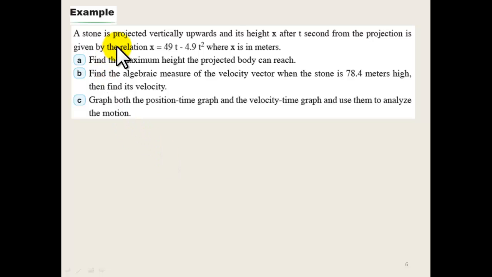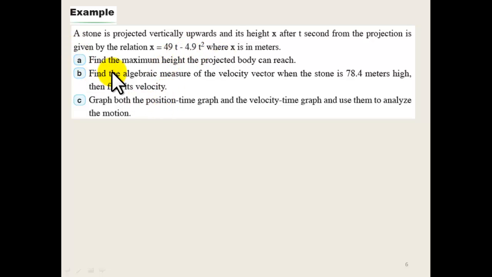Example: a stone is projected vertically upwards and its height x after t seconds from the projection is given by the relation x equals 49t minus 4.9t square. Here we have x is a function of t, where x is in meters. So this is the given.